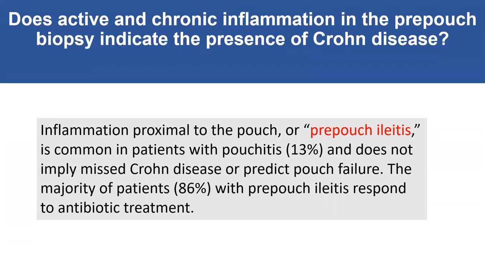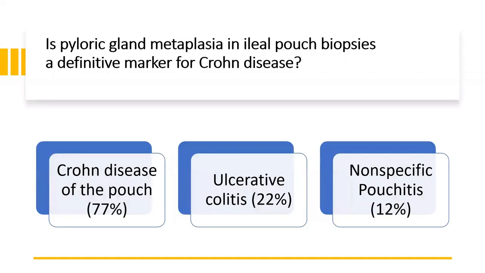No, you're imagining something that you should not be imagining. And then the other thing is the pyloric gland metaplasia, right? In the ileal pouch, pyloric gland metaplasia will happen with any long-standing chronic inflammation. It can happen. You don't see it quite a lot, but we do see it. But it can be present in the pouch in 77% of the Crohn's cases.